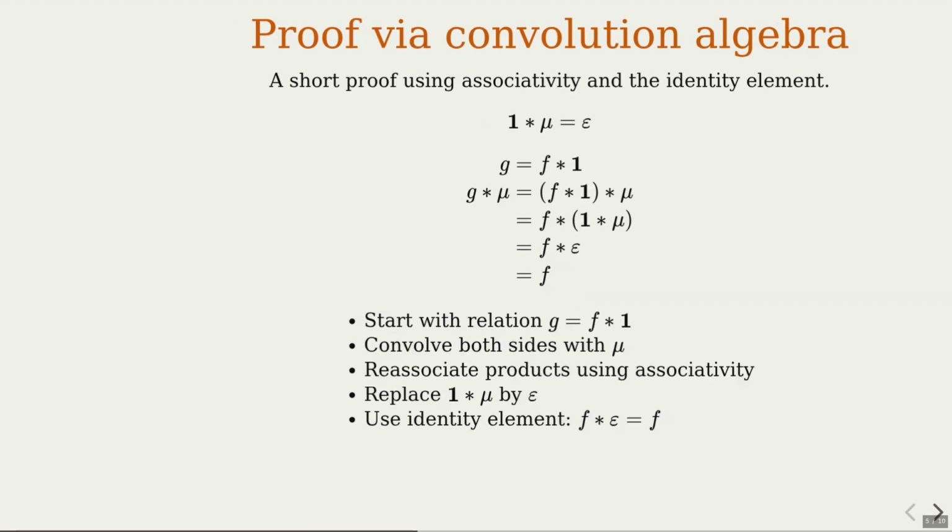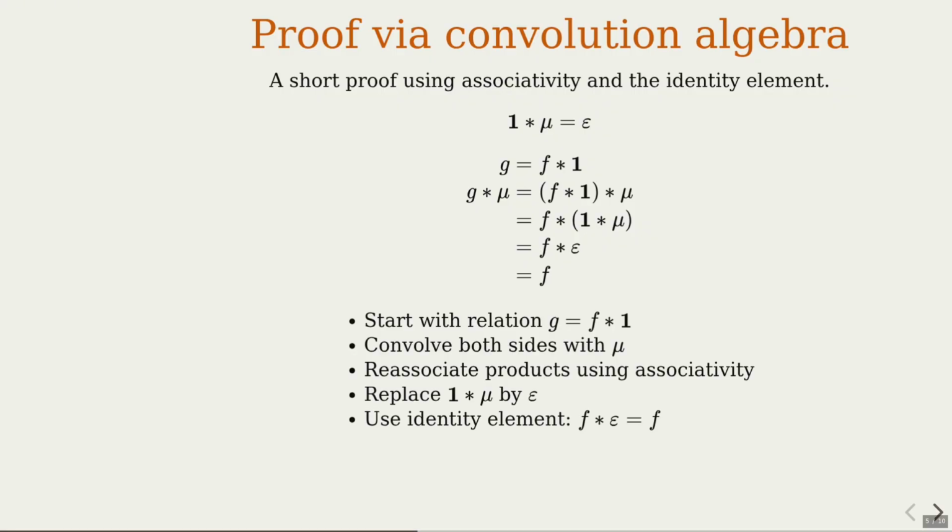Let us prove the theorem using only the algebra of convolution. We start from the assumption that g equals f convolved with the constant 1 function. Then we convolve both sides with mu, so we get g convolved with mu on the left, and on the right we have f convolved with 1 and then with mu.